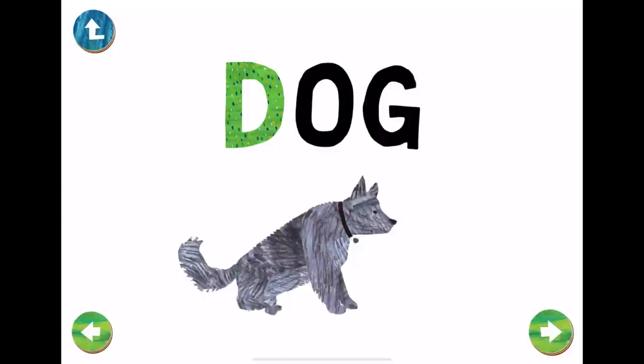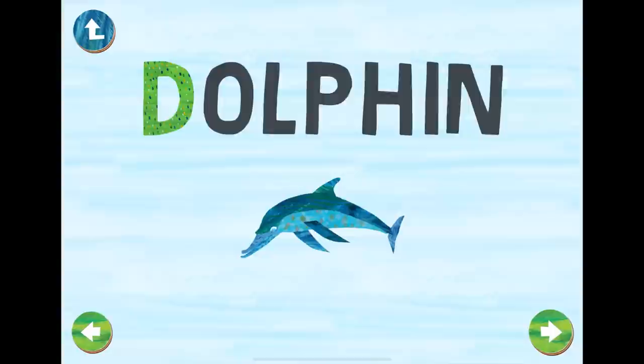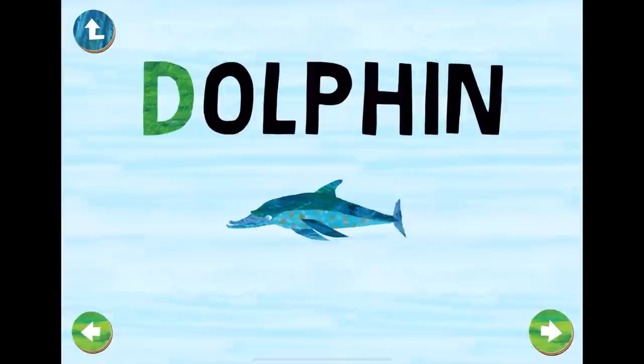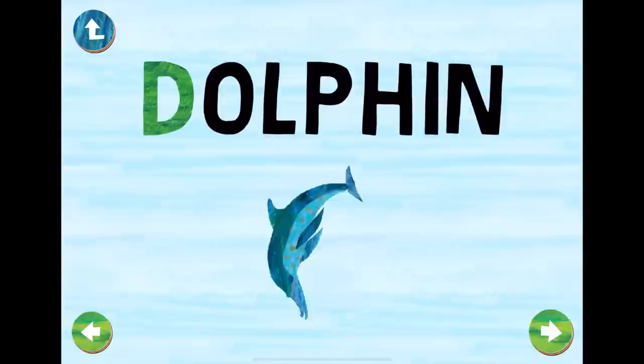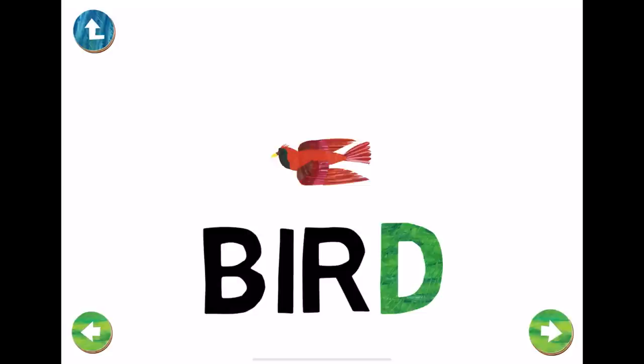D is for dolphin. Dolphin. D is in the word bird. Bird. Trace the letter D with your finger.